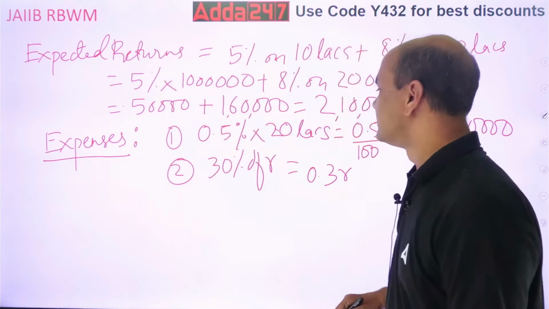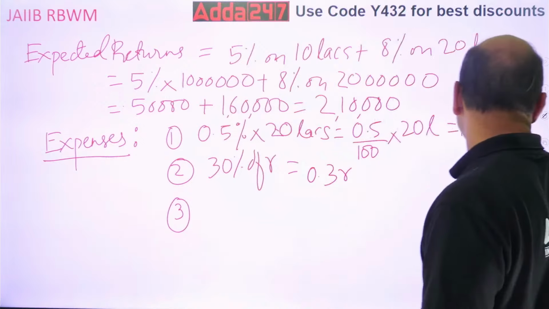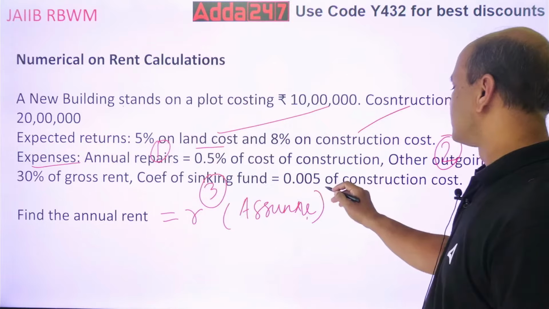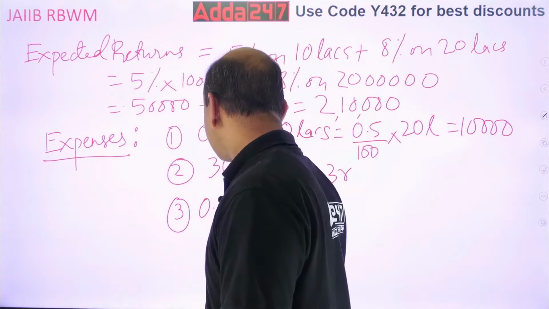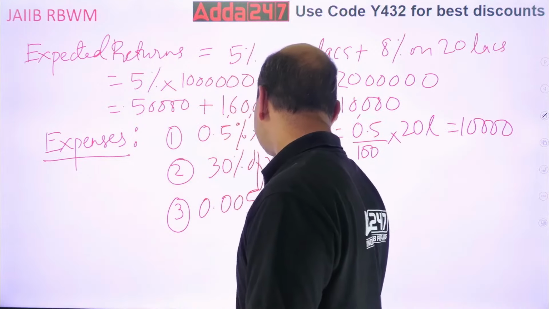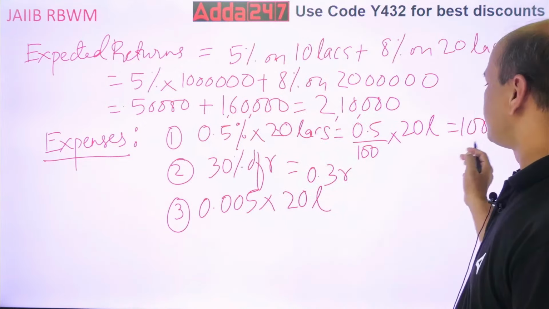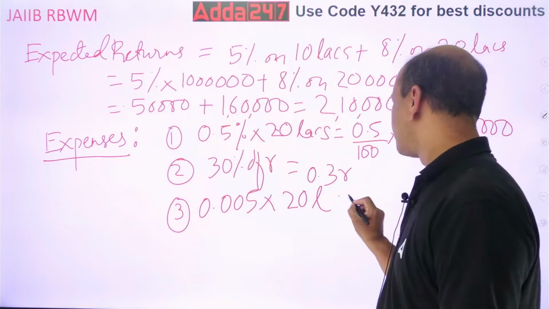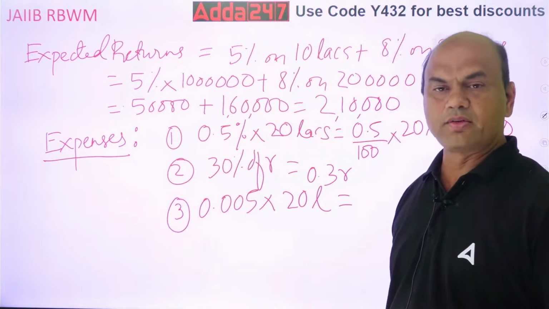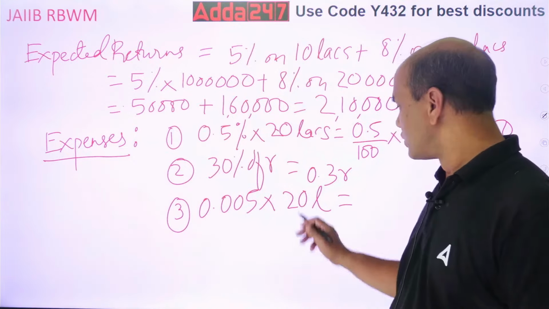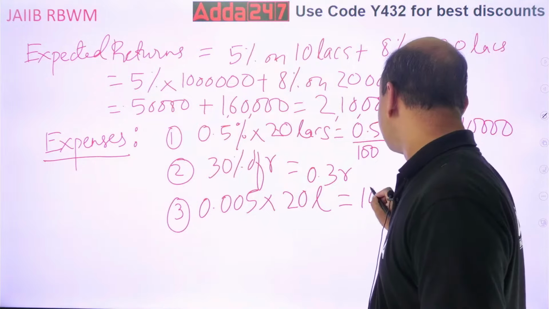Now the third one, sinking fund. What is the sinking fund given? 0.005 of construction cost. So again, 0.005 into construction cost, 20 lakhs. You will be getting the same answer. Multiply this, everyone. 20 lakhs, never miss this, 20 lakhs means 6 zeros. So the answer is 10,000.